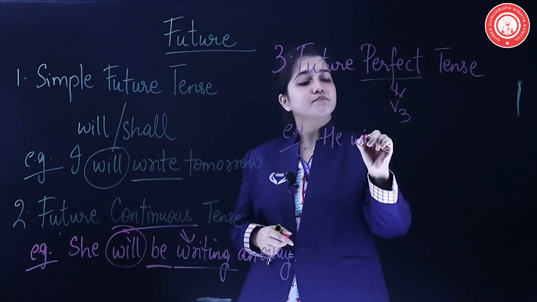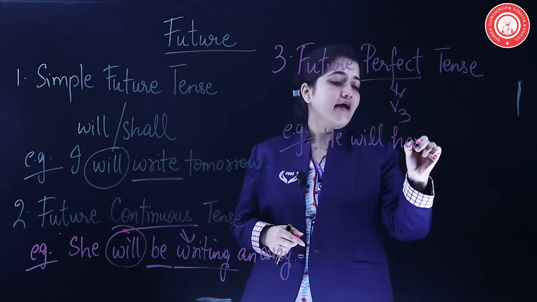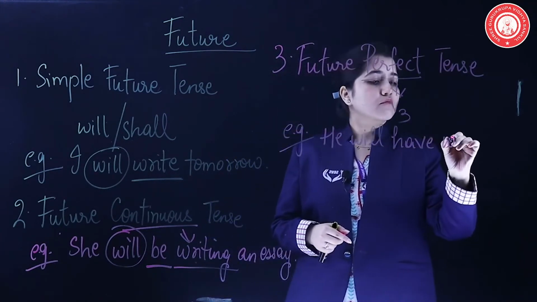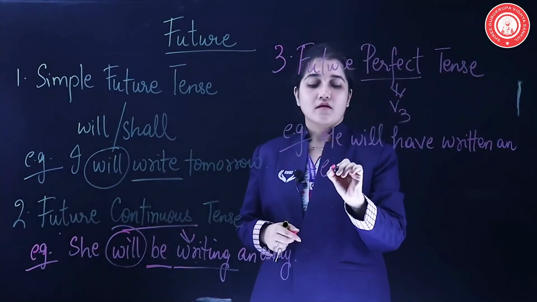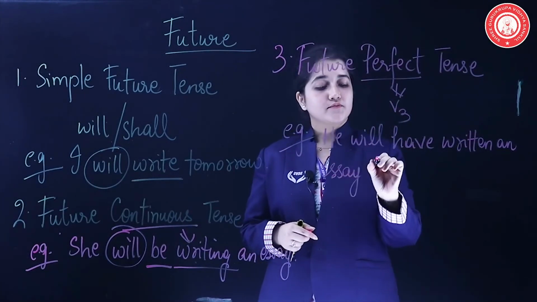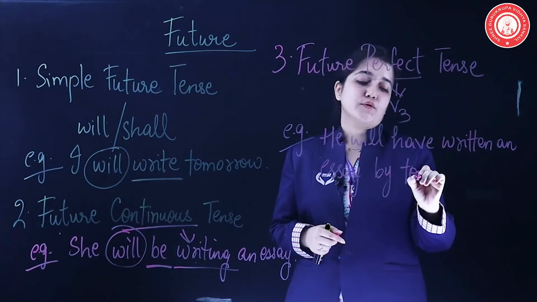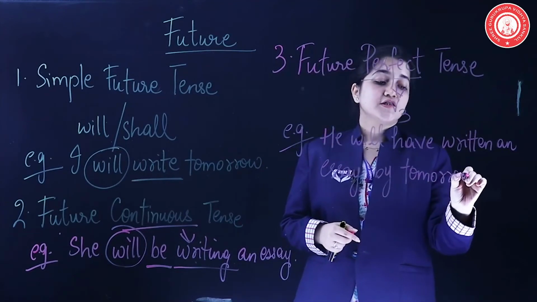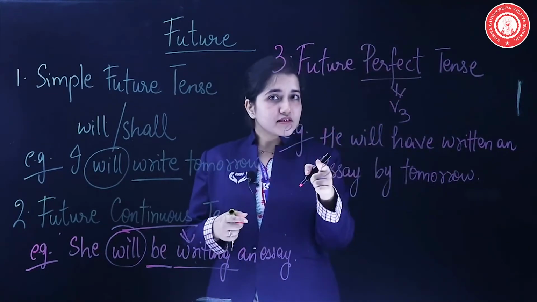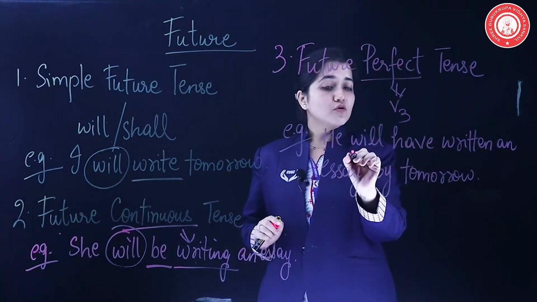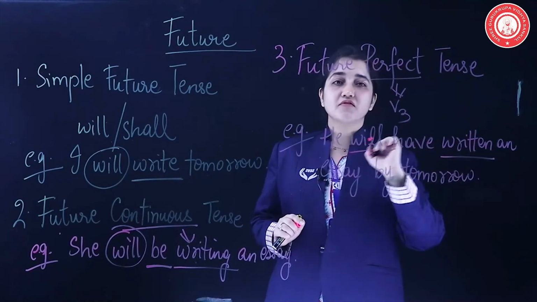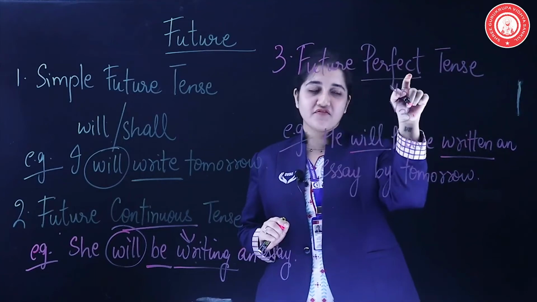He will have written an essay by tomorrow. So you are predicting that this person will have written an essay by tomorrow's time. So will, have, and the third form of the verb, written, because it's the perfect tense.